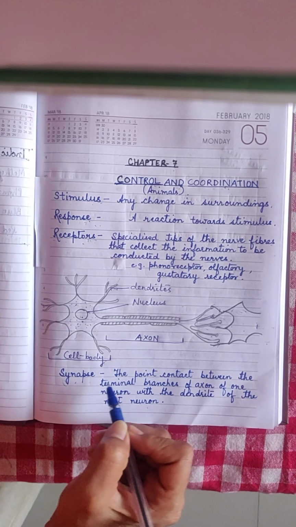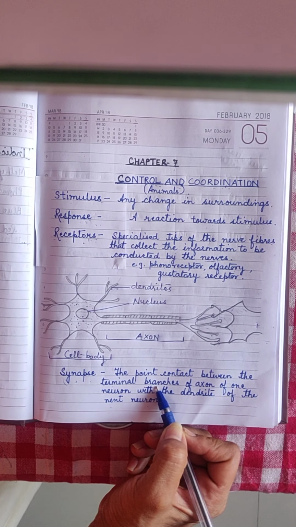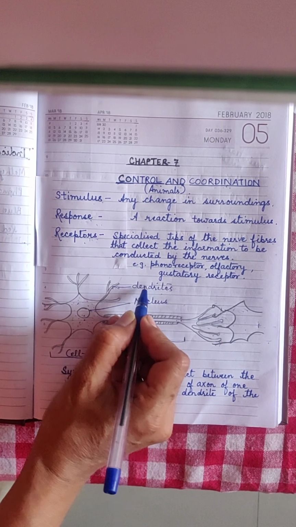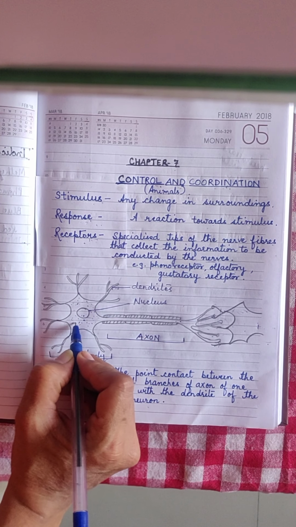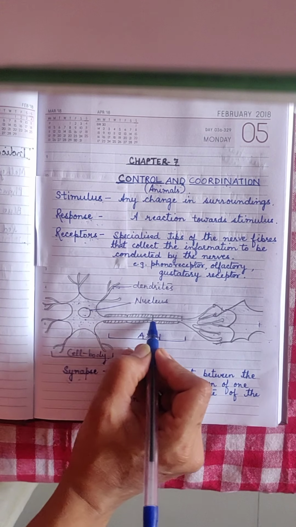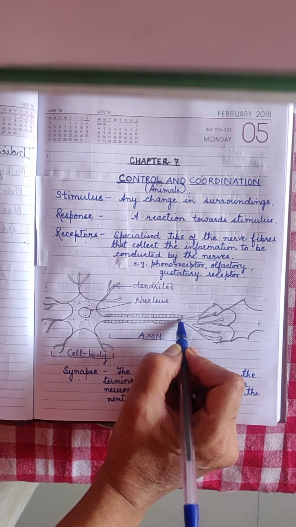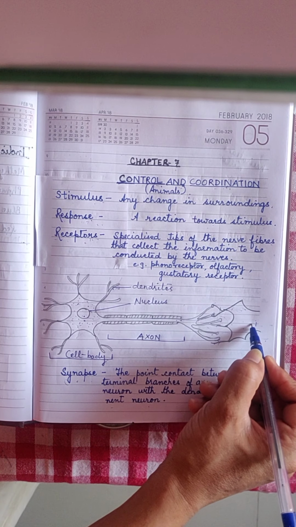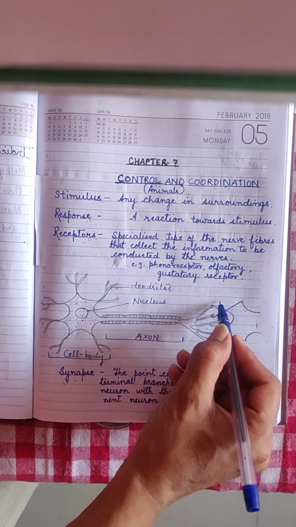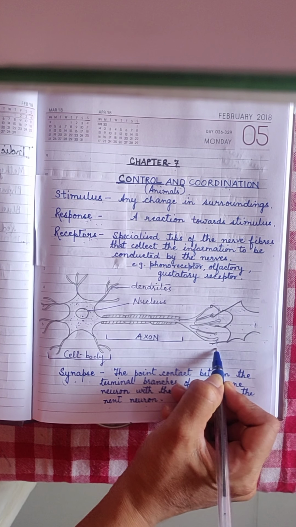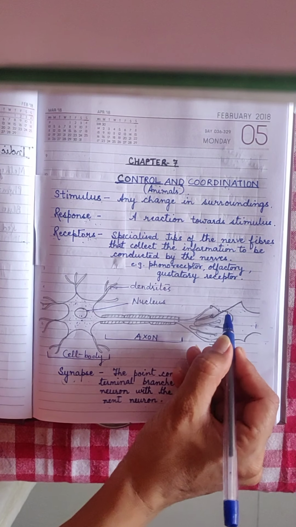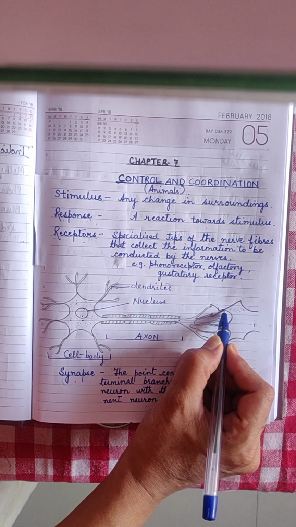So this is how a nerve impulse is carried. It is received at the dendrites, then in the form of an electrical impulse it is transmitted through the axon to the next neuron. Alright, and at the synapse some chemicals are released. These chemicals are received by the dendrites of the next neuron.